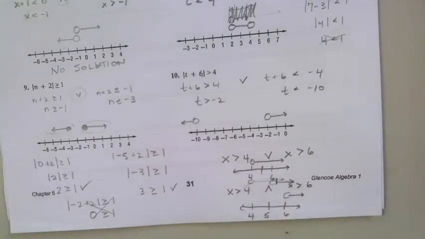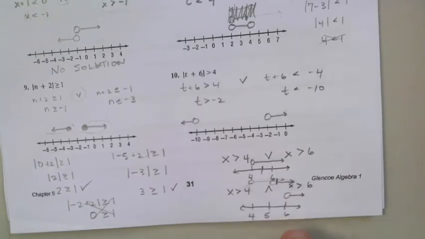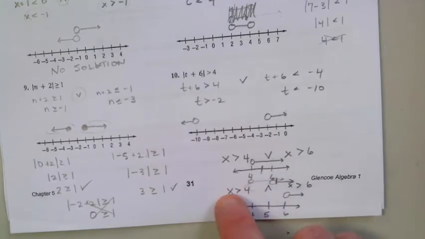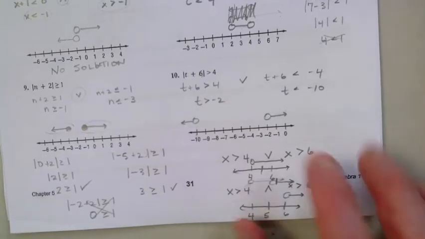So is 5 an answer to this one down here now? And the answer is no. Is 6 an answer? No. Is 5.5 an answer? No. None of those are answers. But if I get to 7, that would be a possible answer here. And if I go back to my original inequalities, if I plug in 6 up here, 6 is greater than 4, but 6 is not greater than 6. If I plug in 7, greater than 4, yes. 7 greater than 6, yes.